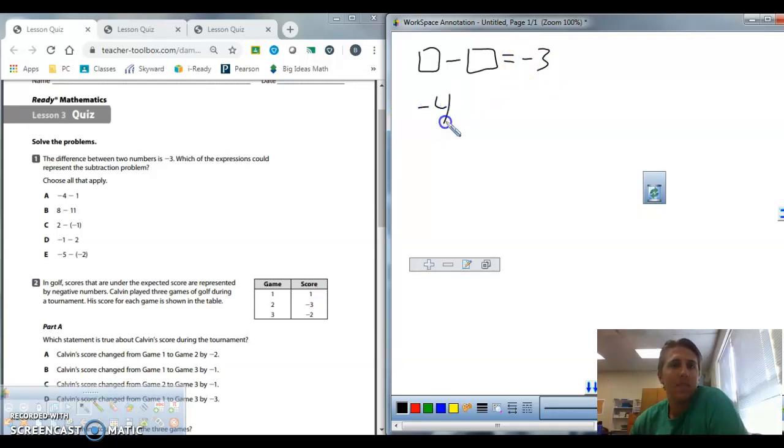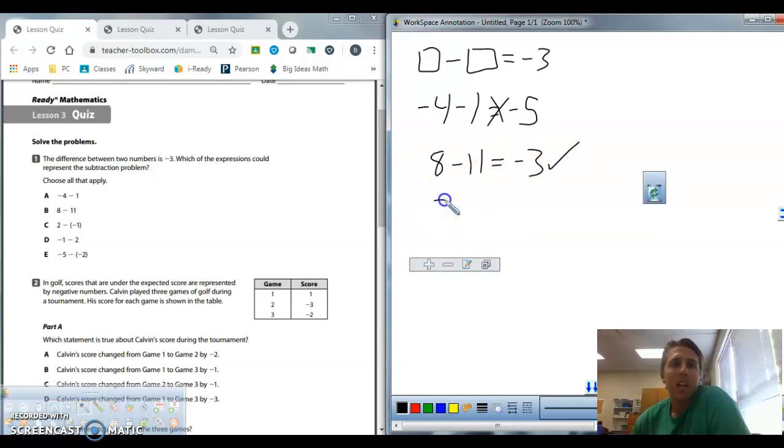So -4 minus 1. Well, right here you're starting at -4 and you're going one more in the negative direction, which would get you to -5. So that would not be right. Okay? 8 minus 11. Well, from 8 to get back to 0, you would take 8 minus 8. But you're taking 3 more away from it than that, so you'll be past 0 to -3. So that one checks out.